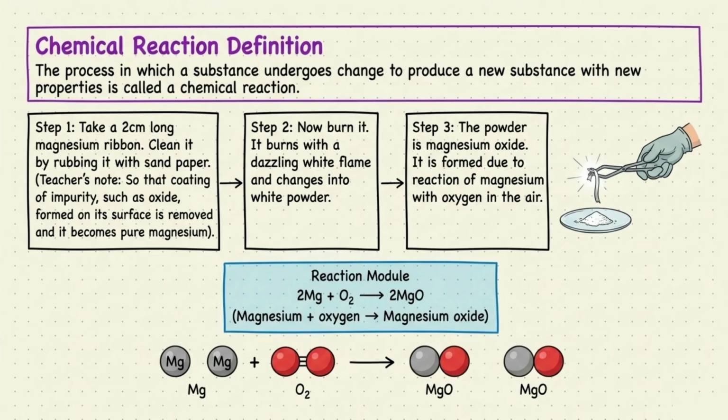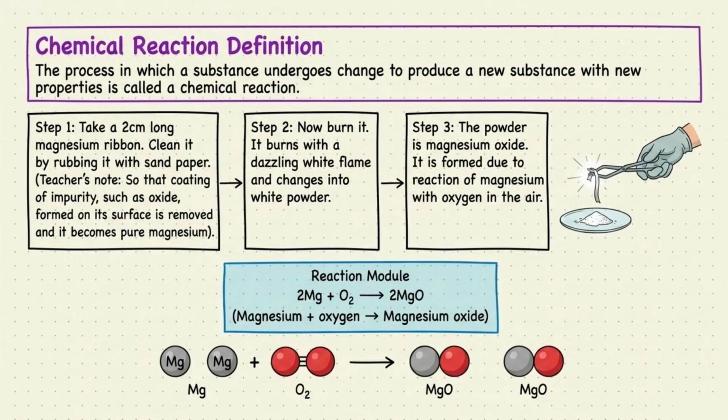Which brings us to the official definition of a chemical reaction. Students, please write this down carefully. A chemical reaction is the process in which a substance undergoes change to produce a new substance with entirely new properties. So to really visualize this, let's walk through a classic classroom activity.